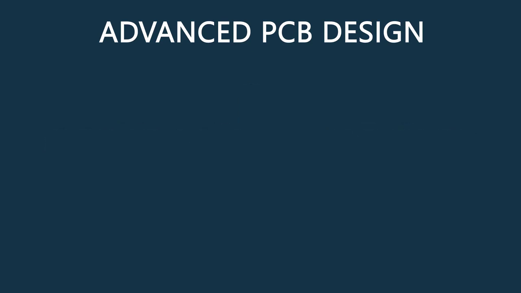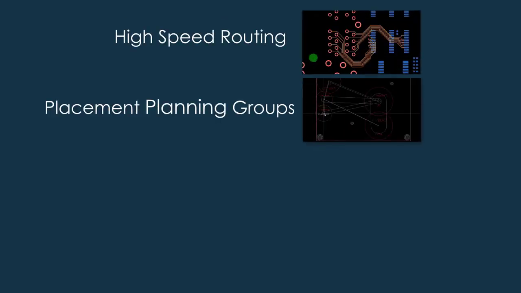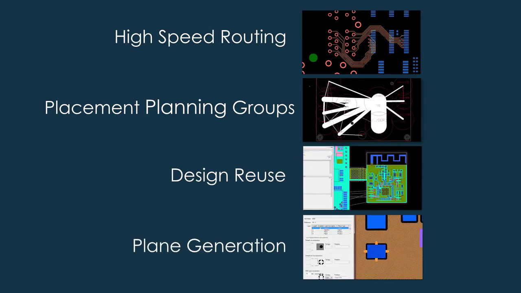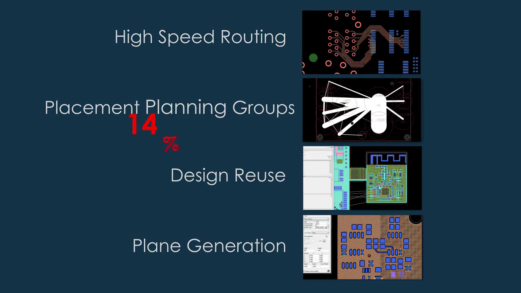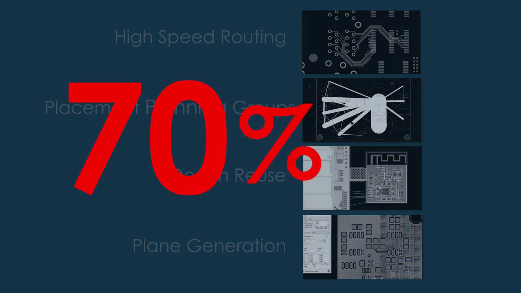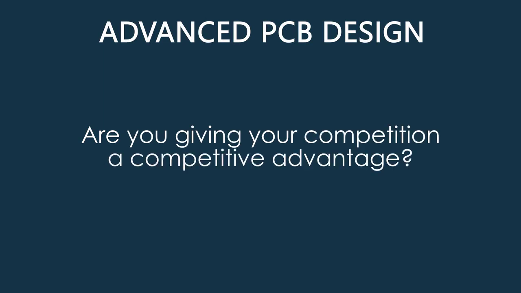What you may not know is, if you're not using advanced techniques for things like high-speed routing and tuning, placement planning groups, design reuse, plane generation automation, and more, it can delay your design completion time up to 70% or more. And if you're not using these advanced techniques, you're essentially giving your competition a competitive advantage. That's what today's webinar is all about.